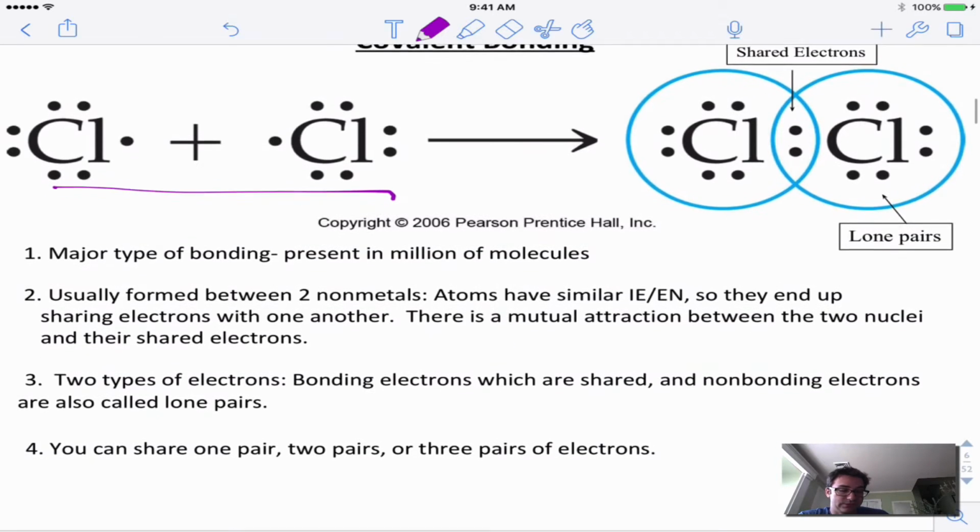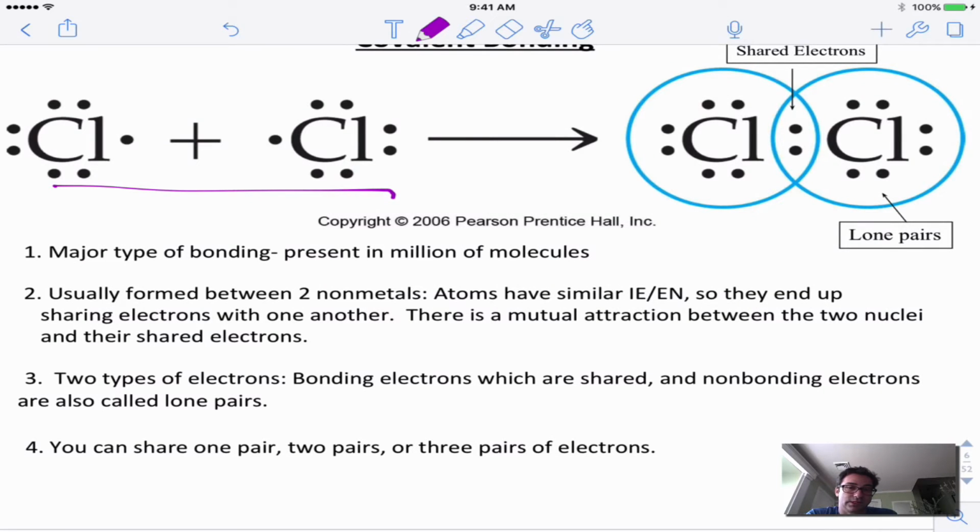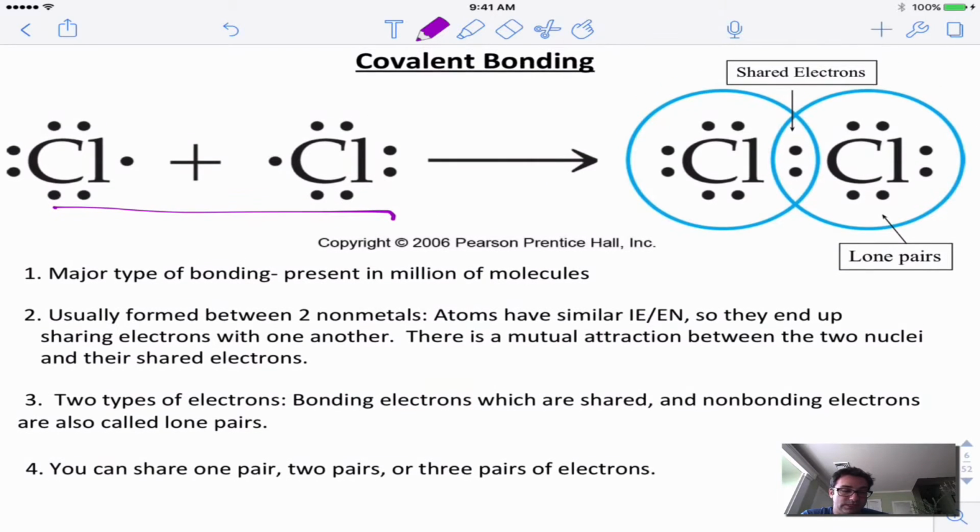So this is really the major type of bonding that we're going to focus on. It's present in really millions of molecules. Usually it's between two nonmetals, but sometimes you could have a metal covalently bonding if it has a strong enough electronegativity. The electrons are shared. I always think together, like co-worker, cohort, meaning to share. So covalent bonding, they're sharing the electrons.